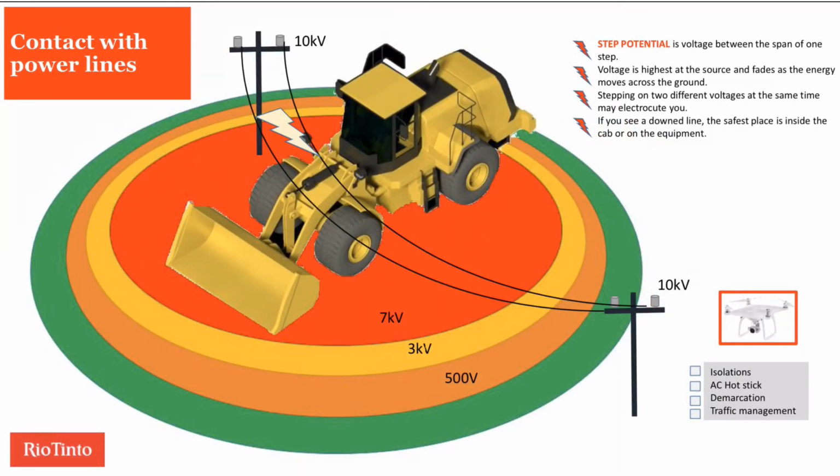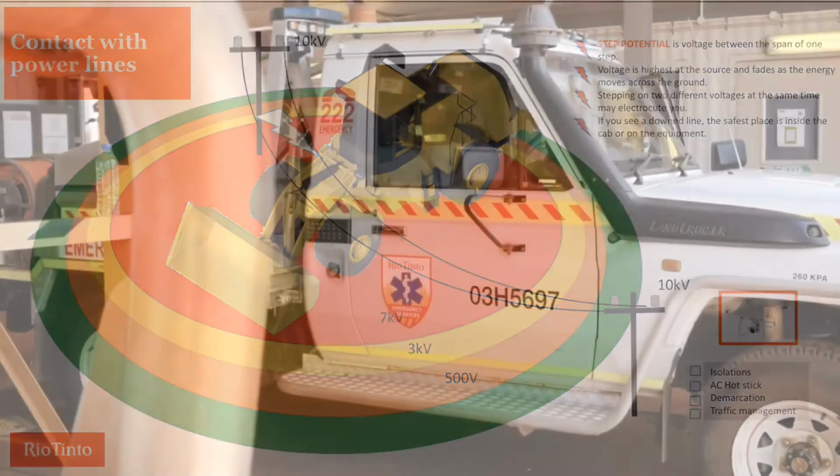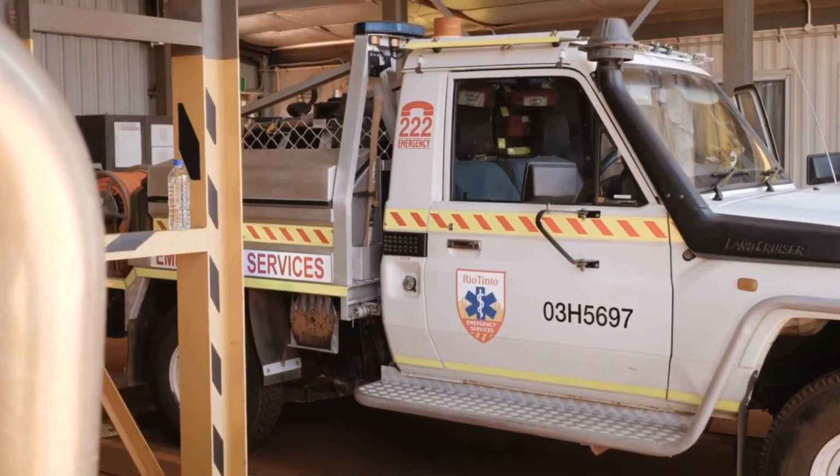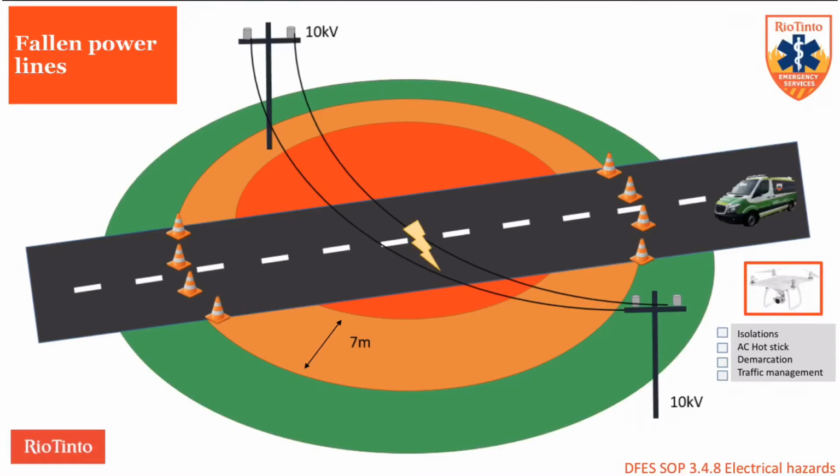When HME makes contact with power lines, step potential voltage may be present, as well as the risk of a tyre explosion. Safe distances should be maintained for fallen power lines.